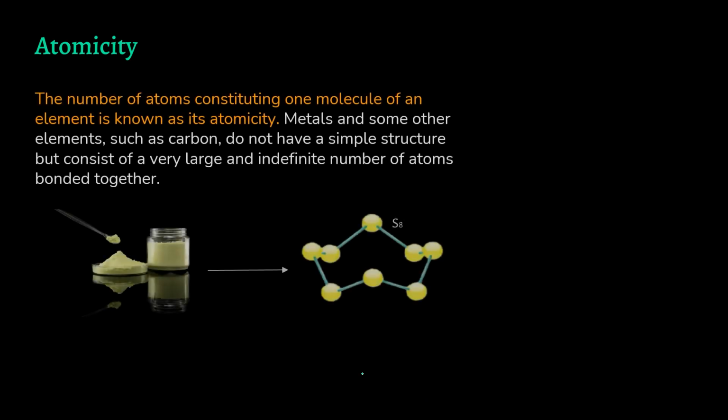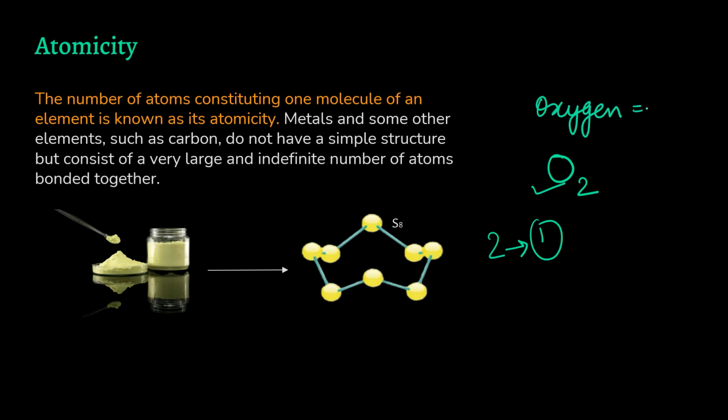Atomicity. The number of atoms constituting one molecule of an element is known as its atomicity. For example, we have oxygen. Oxygen is an element. Now the number of atoms constituting one molecule of this element: we know that two atoms of oxygen come together to form one molecule. So we can say that the atomicity of oxygen is 2.